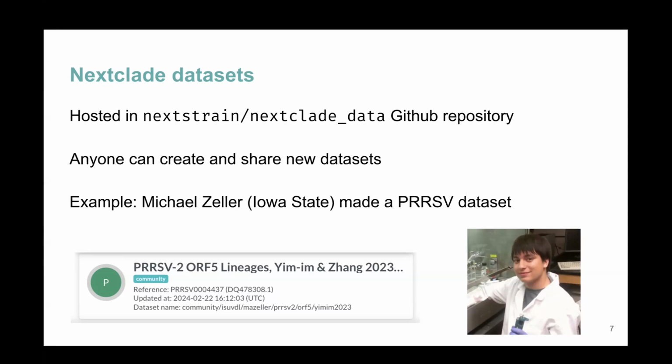And Michael was just able to make this dataset basically off the documentation with a little bit of help from some Nextclade folks. But that's what we're trying to encourage. We can't possibly maintain datasets for all the thousands of viruses there are. It's very much the best thing if people make datasets and deal with the nomenclature who really study those viruses in detail.